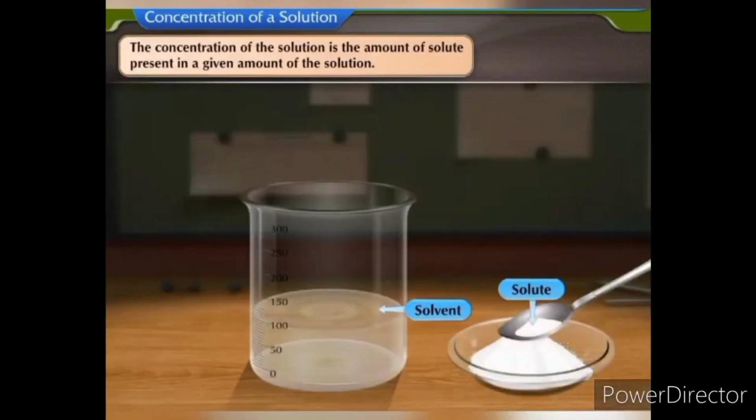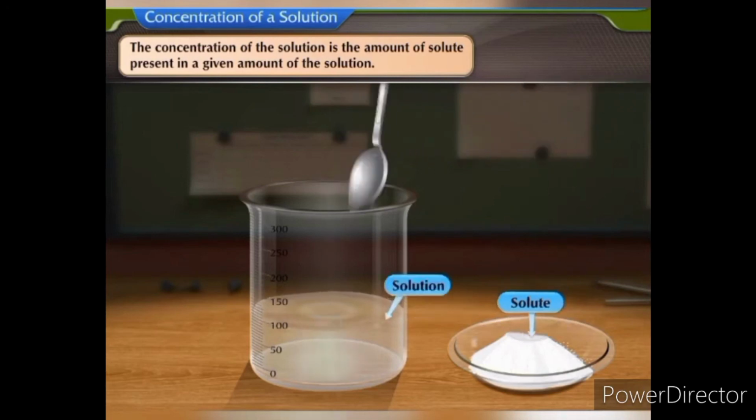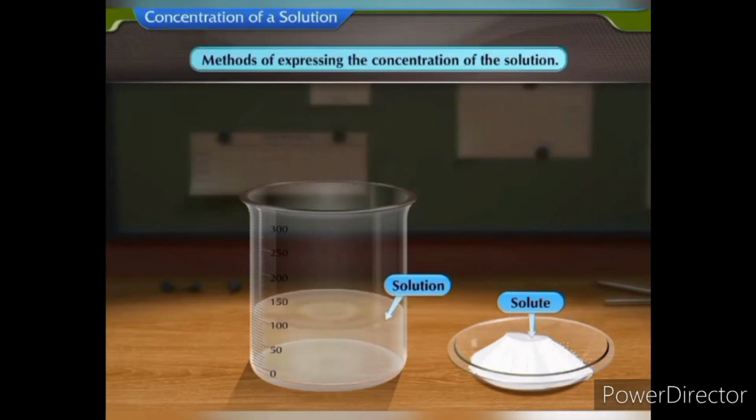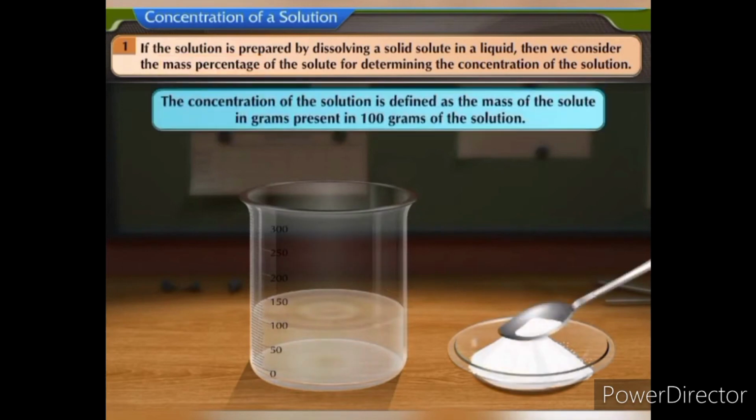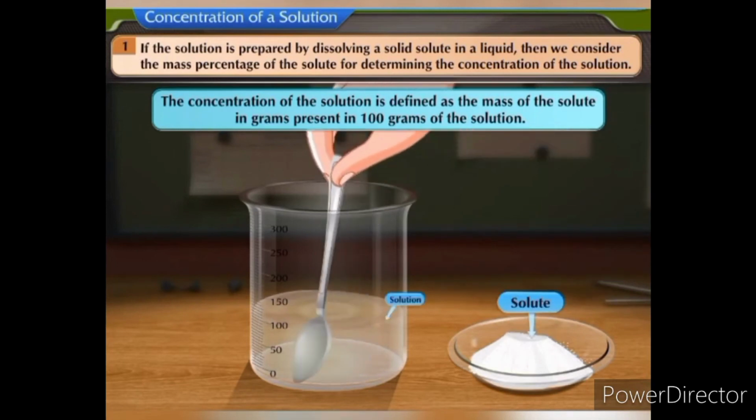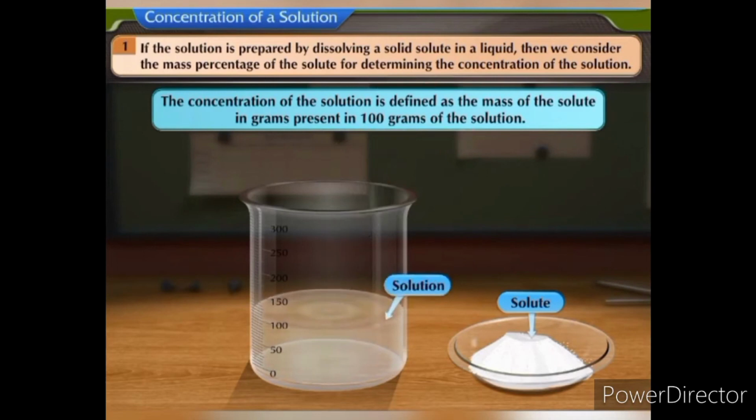The concentration of the solution is the amount of solute present in a given amount of the solution. There are two methods of expressing the concentration of the solution. If the solution is prepared by dissolving a solid solute in a liquid, then we consider the mass percentage of the solute for determining the concentration of the solution. Here, the concentration of the solution is defined as the mass of the solute in grams present in 100 grams of the solution.